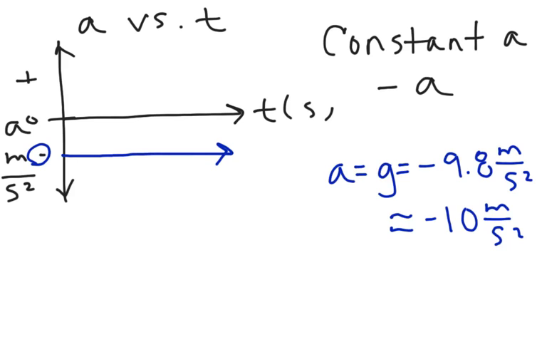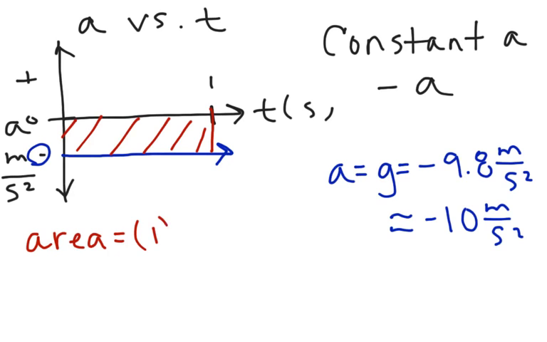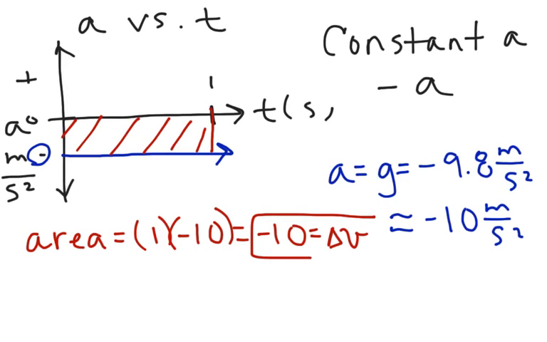Now what if right here represents 1 second? My question to you is, what was your change in velocity in 1 second based on this graph? Well, what you can do is find the area of this here, and this area, which is going to be length times width, or 1 second times the width, which is negative 10 meters per second squared, is going to give me negative 10. That area gives me the change in velocity.